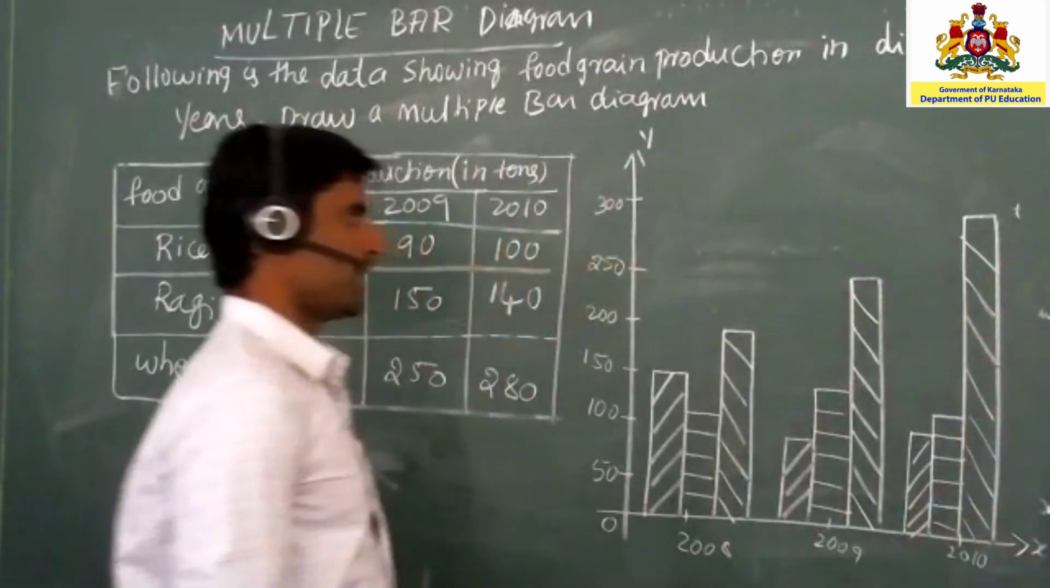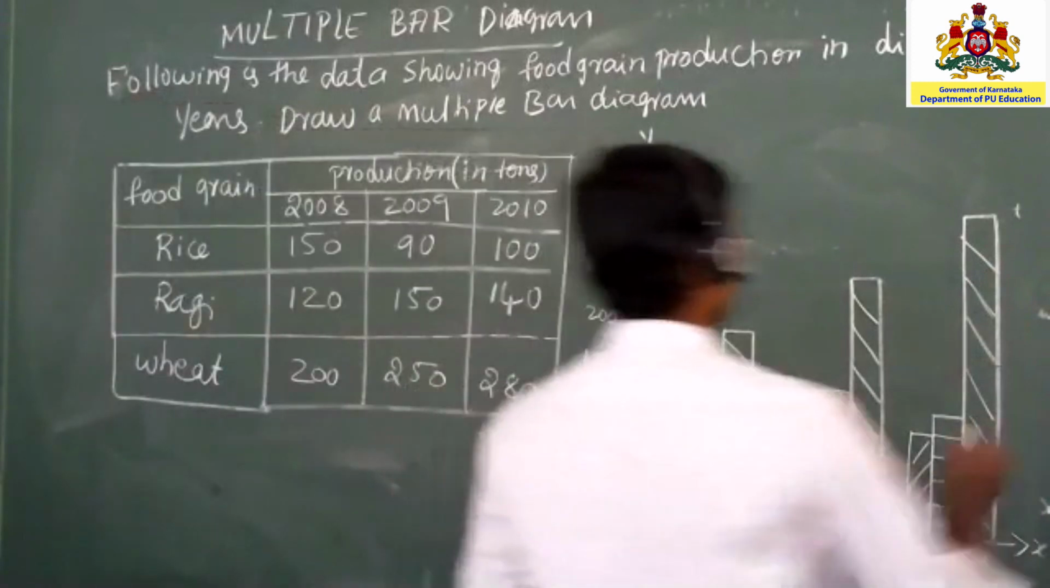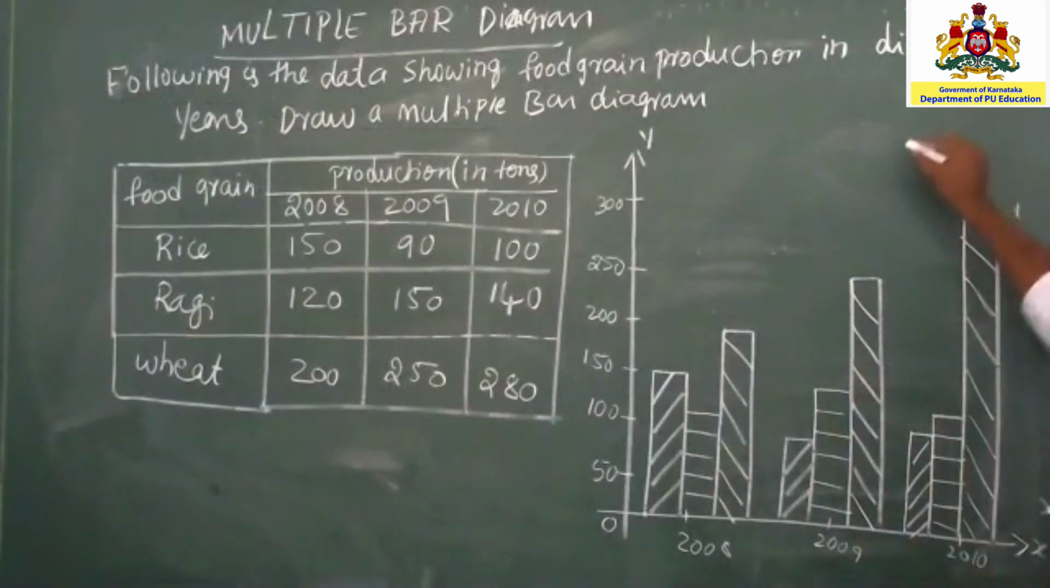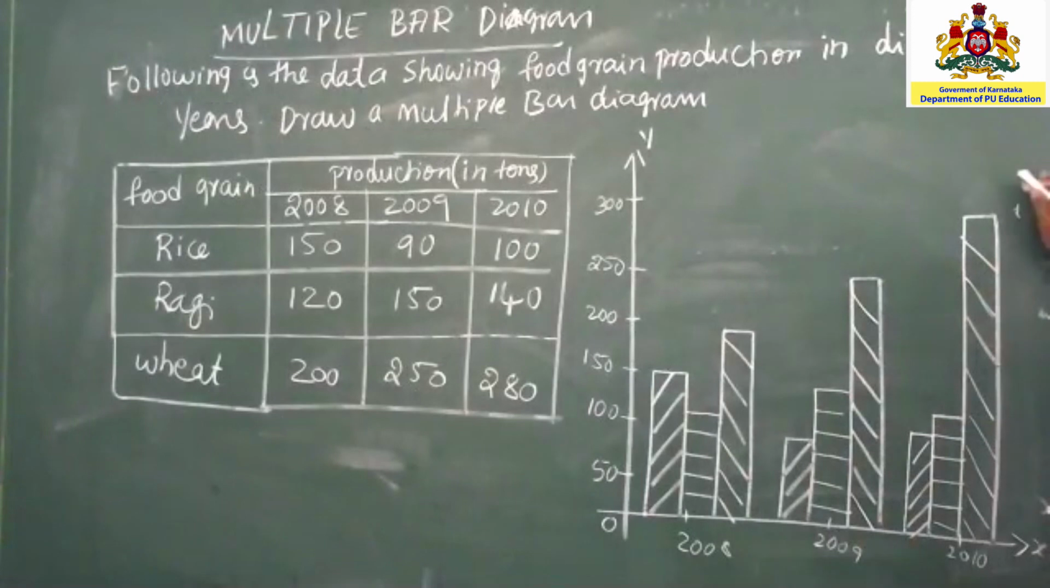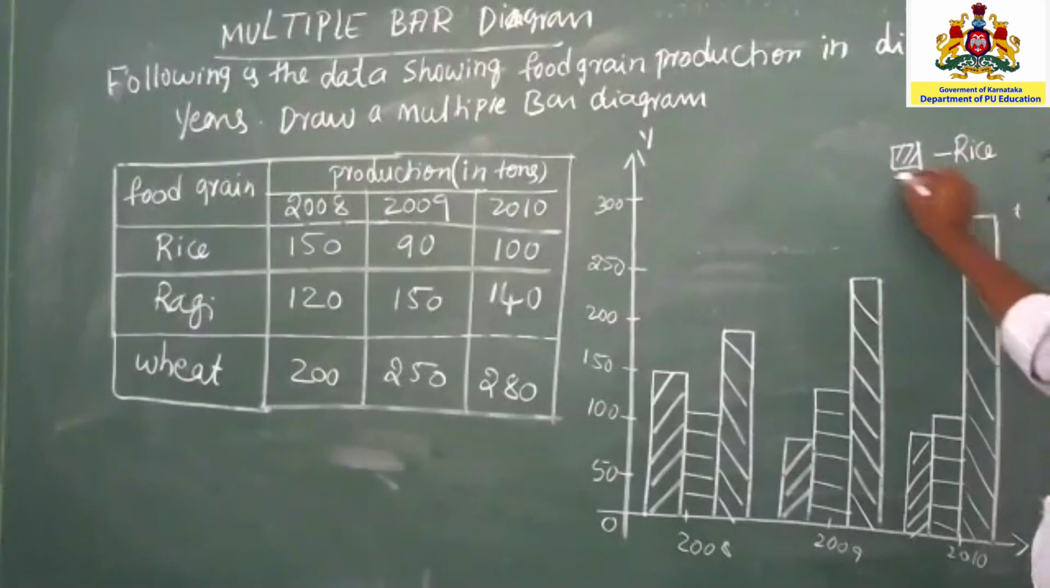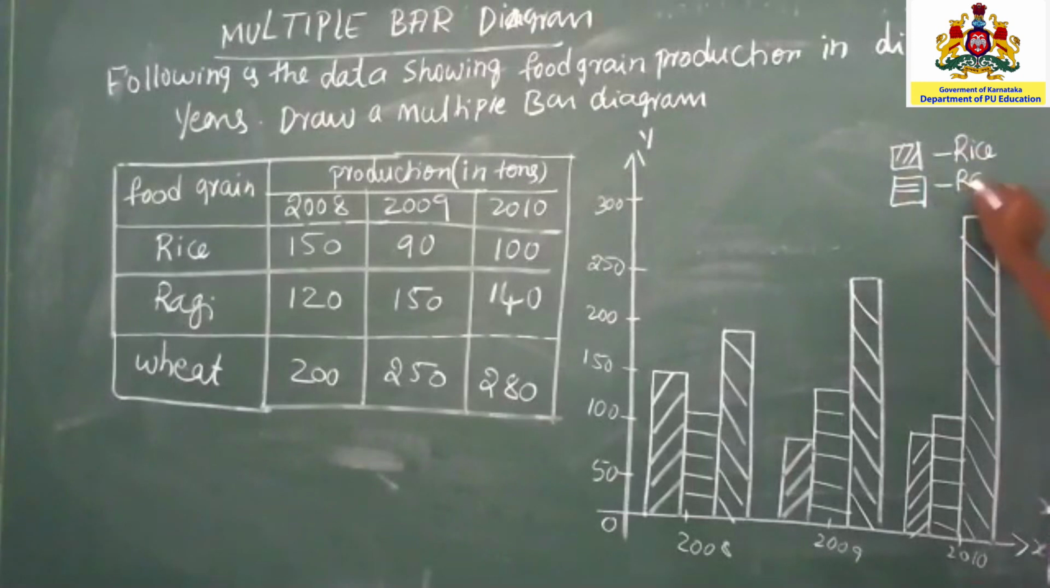After shading, you should write the index. All these components should be located in the index. I'll complete here. The first one, cross lines, is rice. The second one, horizontal lines, is ragi. And the third one, reverse crossings, is wheat.